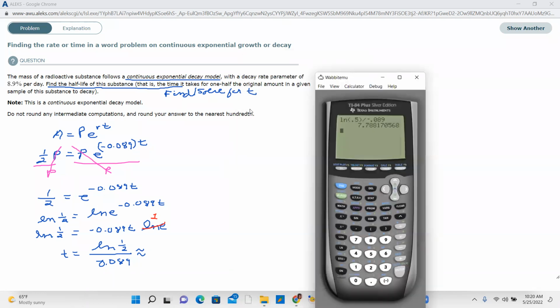And we're being asked to round to the nearest hundredth. So it's going to be 7.79 days.